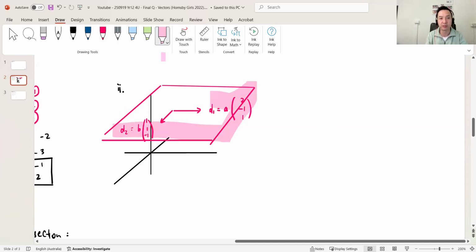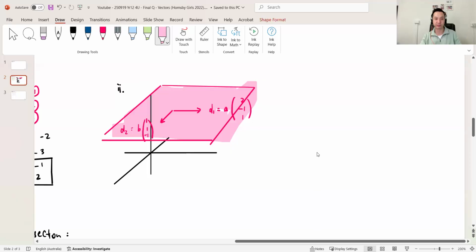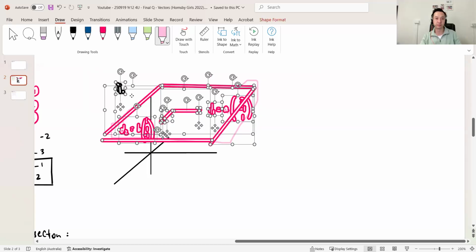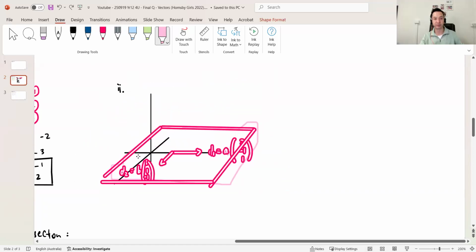If I added them, because A and B can move, A and B can be longer and shorter, and if I keep adding, depending on what A and B are, it'll cover the whole two-dimensional plane in space. Is that okay? But that means this plane can be anywhere vertically. I can move it up and down, the whole plane can be moving up and down.